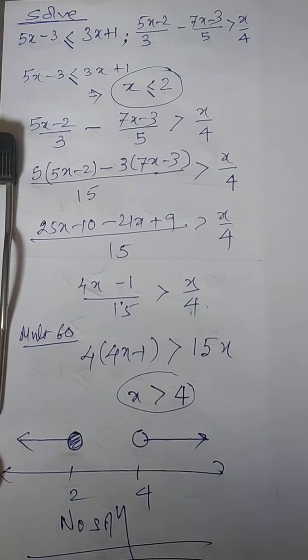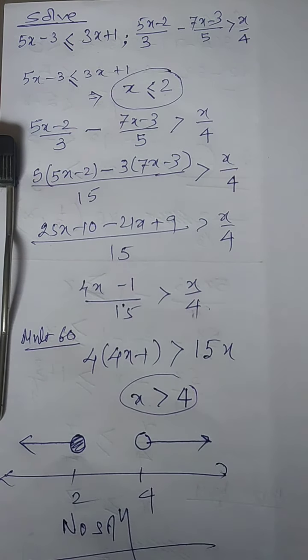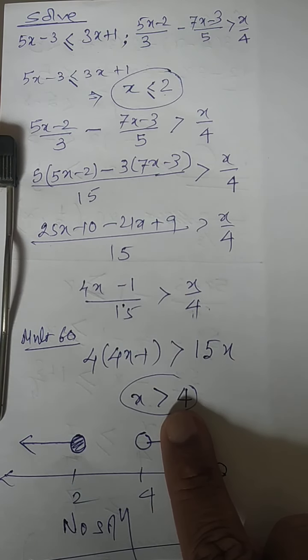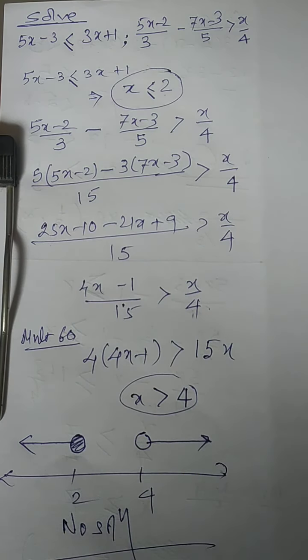Is it always that you will get no solution? It's not possible. Suppose here it is less than and here also you are getting less than or equal to, then the solution will change. Respectively you can get any kind of solution.